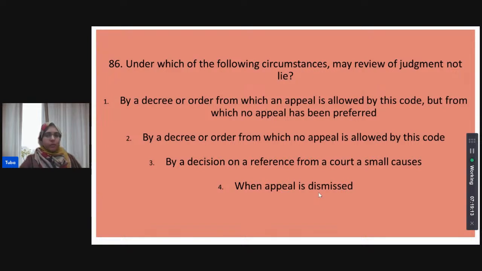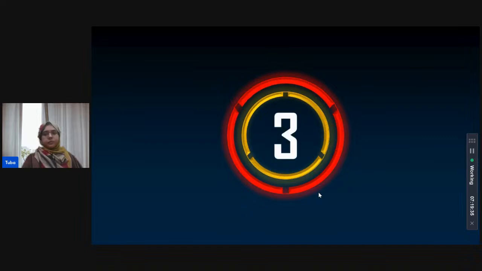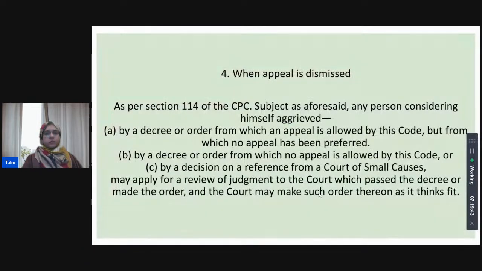I'll give you a little while before I start the timer. Alright, so it is when appeal is dismissed. Option number 4, Section 114 provides for it.